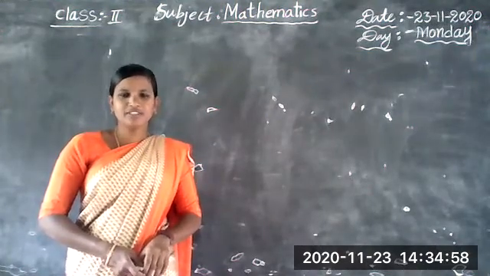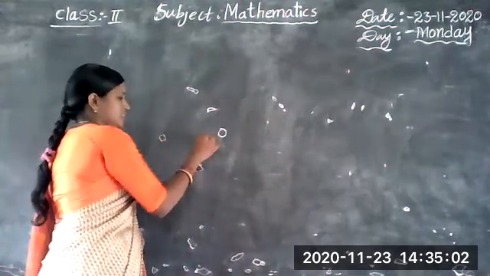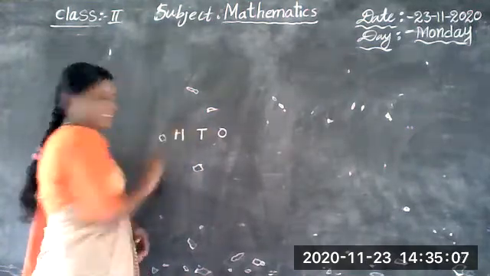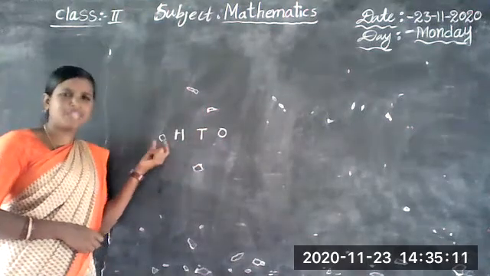Okay, children. What did we learn in the previous class? Did you remember? Yes. We learned ones, tens, hundreds. Ones, tens, hundreds.